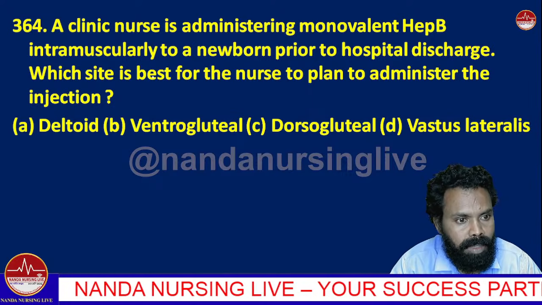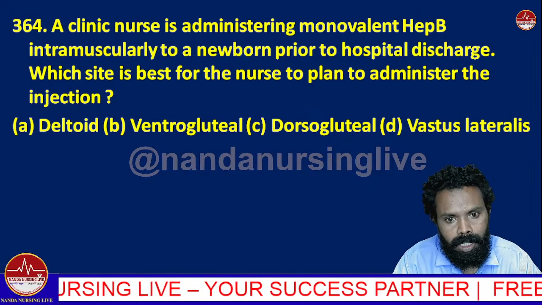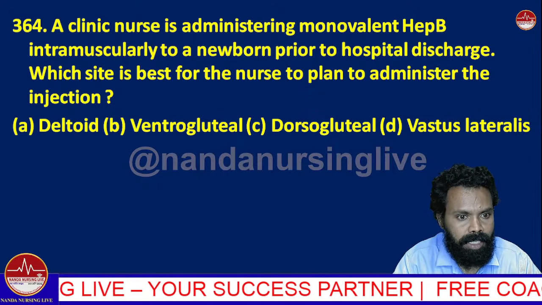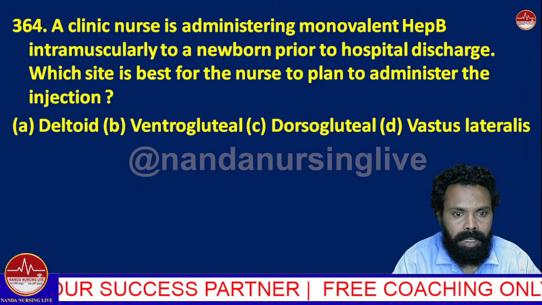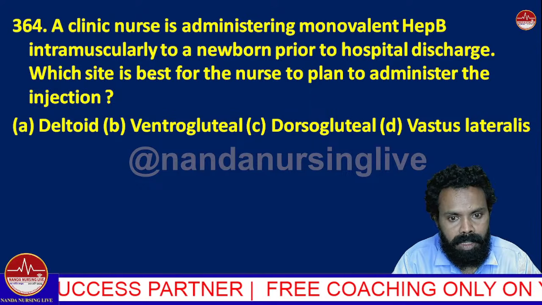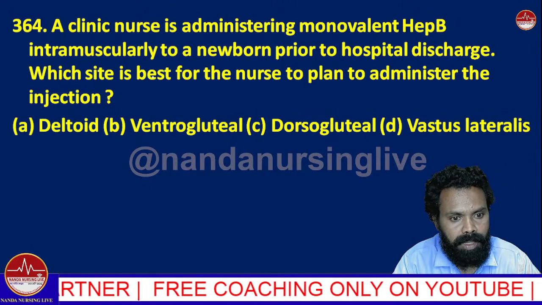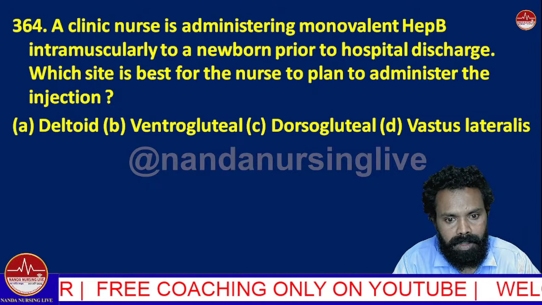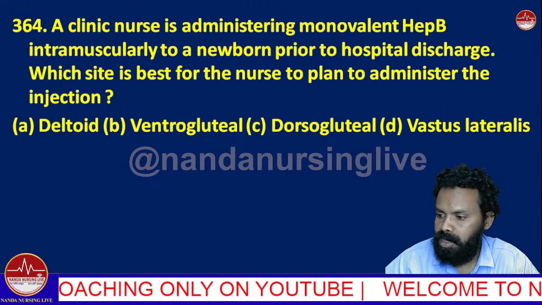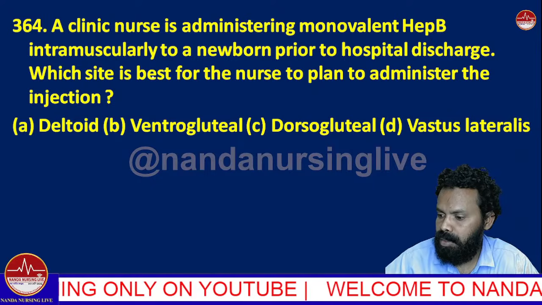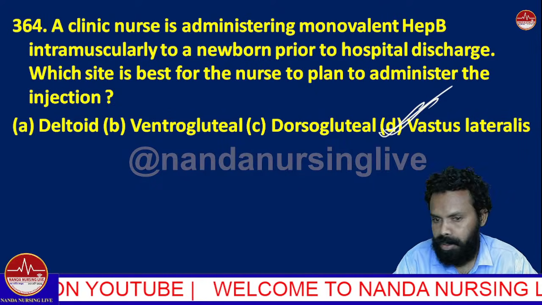Next question, question number 364. A clinic nurse is administering monovalent hepatitis B vaccine intramuscularly to a newborn prior to hospital discharge. Which site is best for the nurse to plan to administer the injection? Option A deltoid, option B ventrogluteal, option C dorsogluteal, option D vastus lateralis. So which option is the correct answer? The correct answer is vastus lateralis, right?